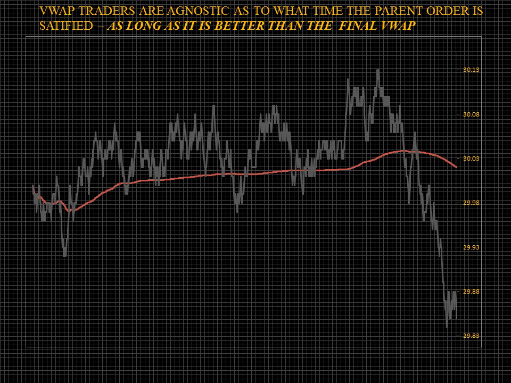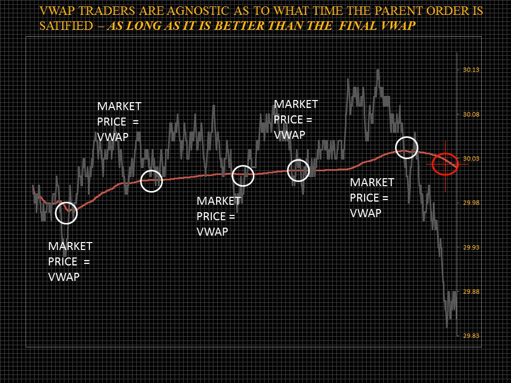VWAP traders are agnostic as to what time the parent VWAP order is satisfied, as long as it's satisfied better than the final VWAP. In this example, using the same data set as before, we present two general ideas: convergence towards the VWAP and crossover between the market price and the VWAP. We see the market price crossing over the VWAP on 5 separate occasions throughout the trading day. We want to focus on when the market price converges towards the VWAP relative to the final VWAP benchmark.